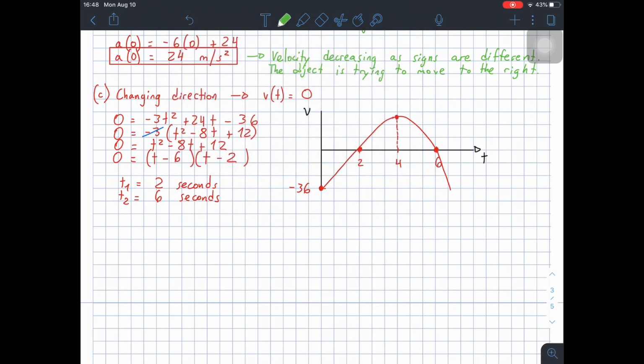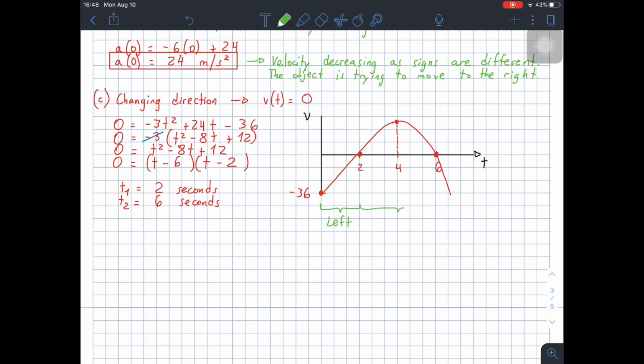Whenever the velocity is negative, that is for all this interval over here, from here to here, from that interval, my velocity is a negative value. That means that the object is moving to the left for all that interval, right? Then from 2 seconds to 6 seconds, my velocity is positive. It's a positive value, right? So from 2 to 6, the object is moving to the right because the velocity is positive, right?